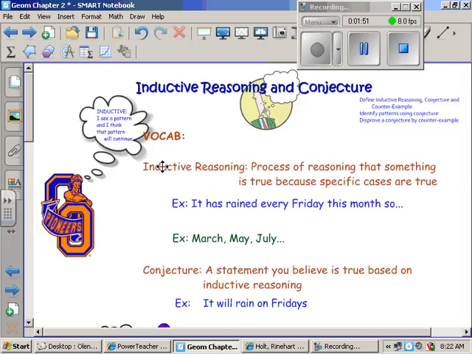Like Pioneer Pete says it best: I see a pattern and I think the pattern will continue. That's inductive reasoning. You see a pattern and you go forward, thinking this pattern is going to continue. Seeing the pattern might be: it's rained every Friday this month. Your brain is noticing that pattern. So what are you going to assume is going to happen next Friday? It's going to rain. You're using that pattern to project into the future.